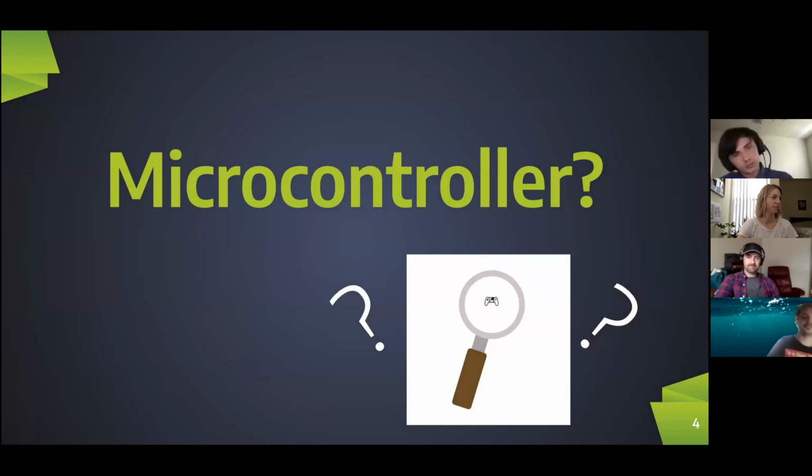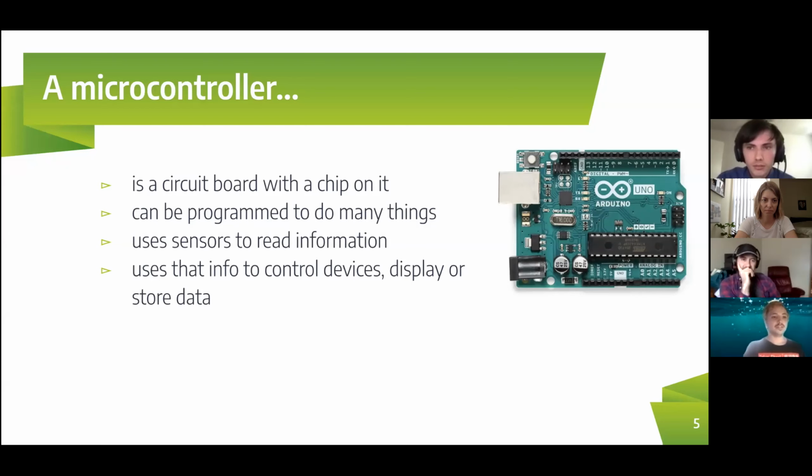So now you're probably asking yourself, what's a microcontroller? Is it just a really tiny controller? Nope. It is something that's found all over the place. It's found in most appliances, thermostats, remote controls for TVs, pretty much everywhere. It's a circuit board with a chip on it, and it can be programmed to do many things. To read information, they use sensors, for example an infrared sensor or a motion detection sensor.